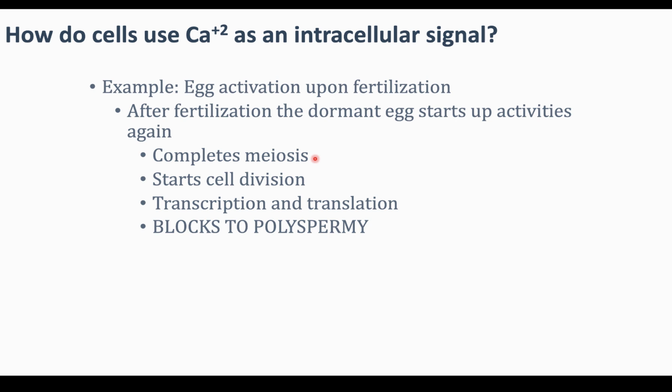Once fertilization has occurred, the embryo needs to start cell division, and a dividing embryo is going to need quite a lot of transcription and translation to produce new proteins. And there's something also called polyspermy that should be blocked, and we're going to look at that in the specific case of sea urchins. Polyspermy is more than one sperm fertilizing the same egg.